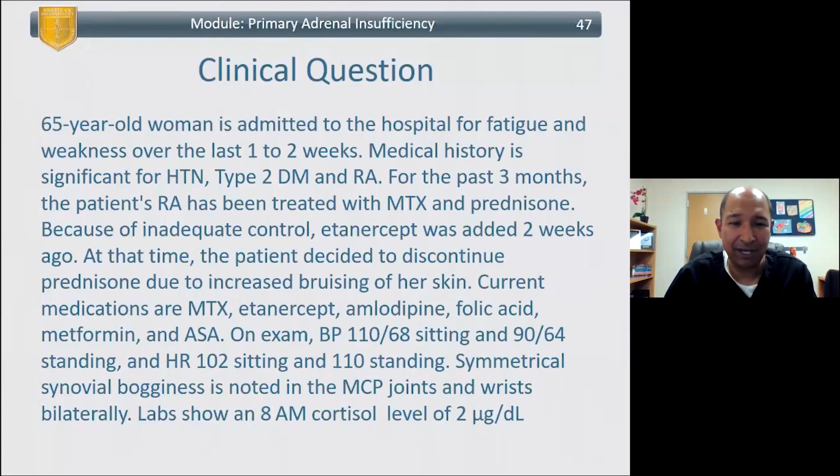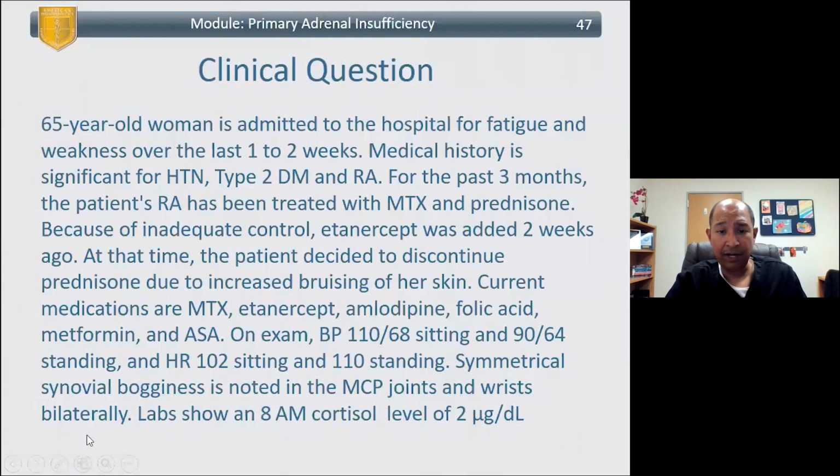For the past 3 months, the patient has been treated with methotrexate. I always say it's the cornerstone. Unfortunately, prednisone. Because of inadequate control, what a surprise, they added a biologic, a TNF inhibitor, etanercept, to the regimen, which was added 2 weeks ago. At that time, the patient decided to just stop the prednisone because she was getting bruising of the skin. So current medications are methotrexate, which is a non-biological DMARD, a TNF inhibitor, etanercept, a CCB, amlodipine, folic acid because of the methotrexate, metformin, and aspirin.